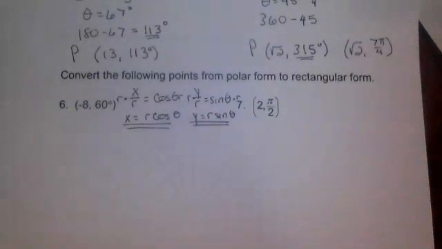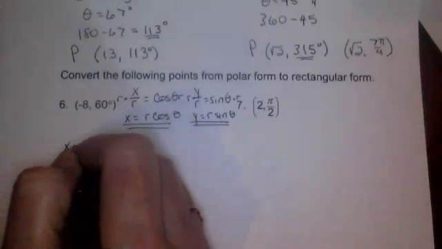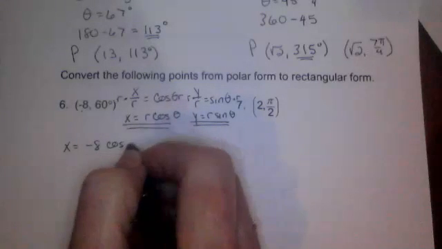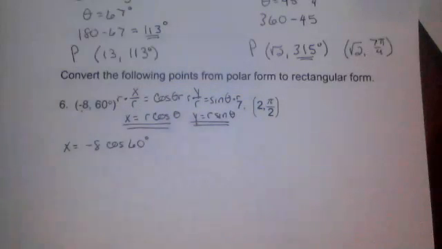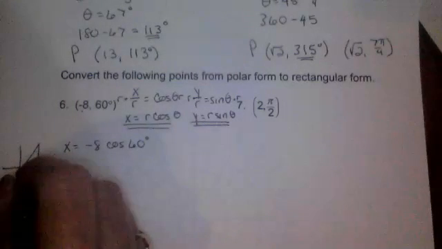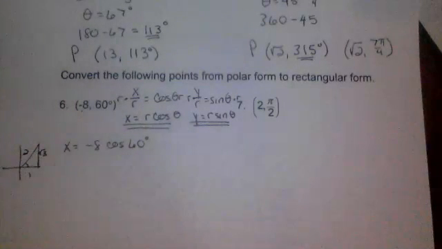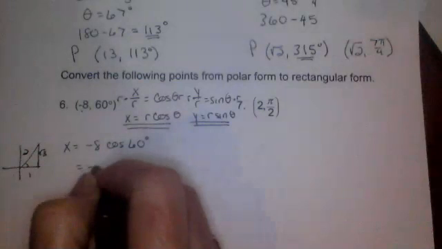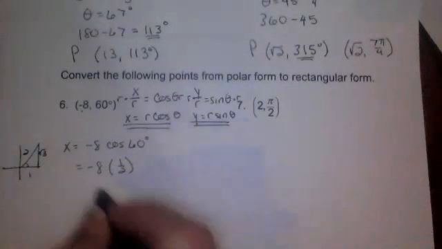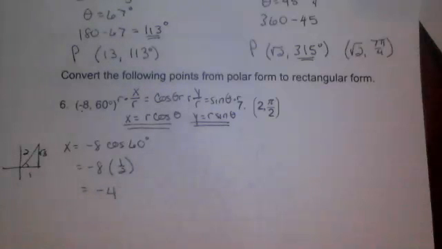X is going to equal r cosine of my angle, and y is going to equal r sine of my angle. So here's my x coordinate. X is r, which is -8, cosine of 60 degrees. So we need to work that out. Remember our ratios for 60 degrees: 1, 2, square root of 3. So x is going to equal -8. The cosine is x over r, so 1 over 2. So we get x is -4.